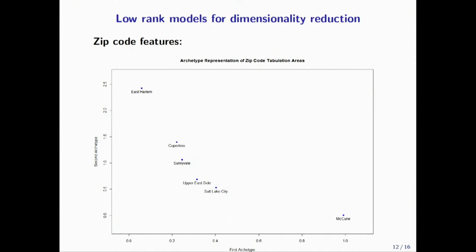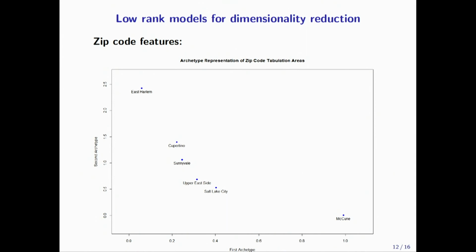Let me show you what happens if I ask for a 2-dimensional vector embedding of zip codes. Here, I'm plotting a couple of points I'm not sure you can see. On the far left here is East Harlem. On the very far right is a tiny city in Kansas called McCune. In the middle, you can see some other places. You'll note that Cupertino and Sunnyvale are very close to each other in demography space. I guess people here probably know that Cupertino and Sunnyvale are very close to each other in physical space as well here in Silicon Valley. So it looks plausible.